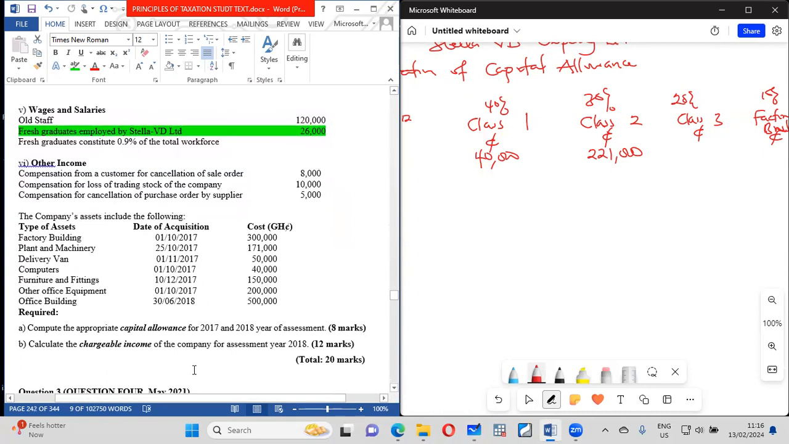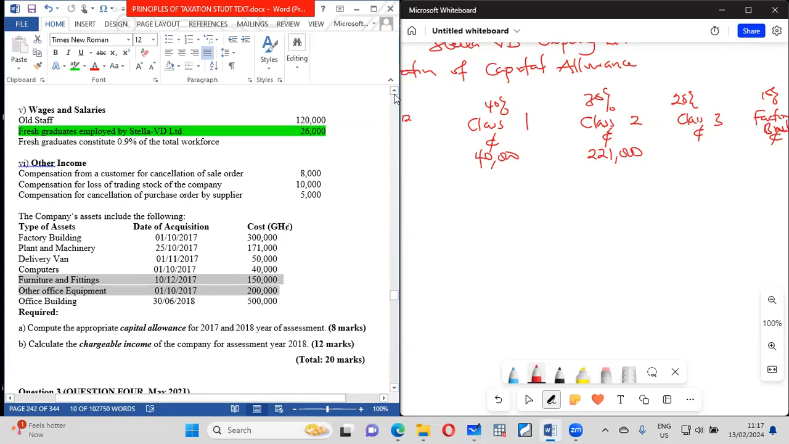Then we have office building also. Before the office building, we have these furniture and fittings and all those things that were bought in the other year. So these two, which is amounting to 300 and how much? 350, right? So that is how much that one is to be, 350. So that is how much we have.